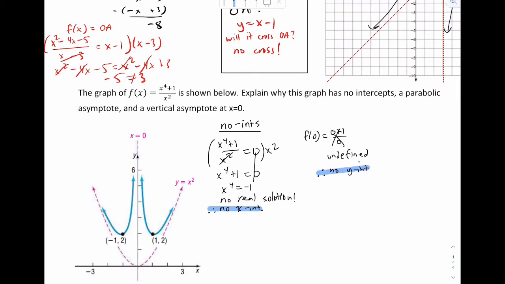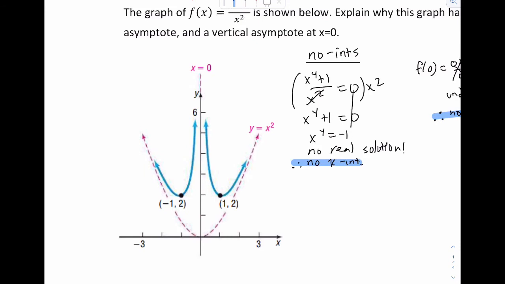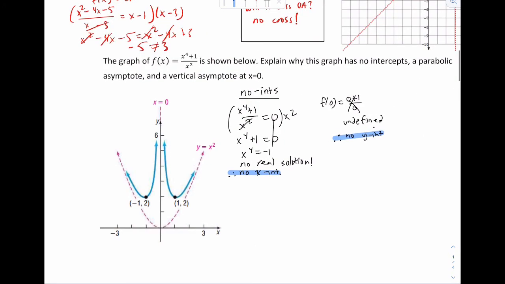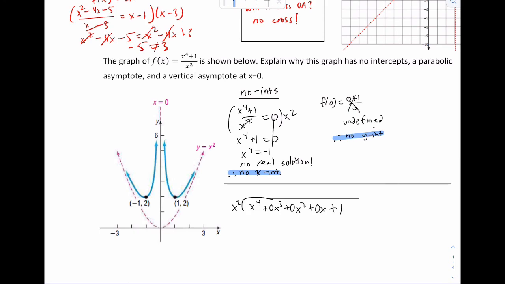A parabolic asymptote. So that's kind of cool. That's saying, look at this thing right here. This is a parabolic asymptote. So it's asking, why is that happening? Well, let's do long division. So if I do long division, x to the fourth plus 1 divided by x squared. Notice how I need some placeholders here, so I'm going to have to extend this thing a bit. 0x to the third plus 0x squared plus 0x plus 1.